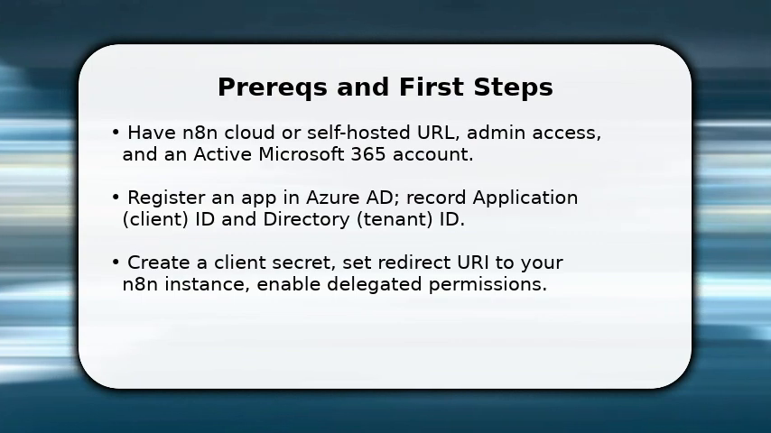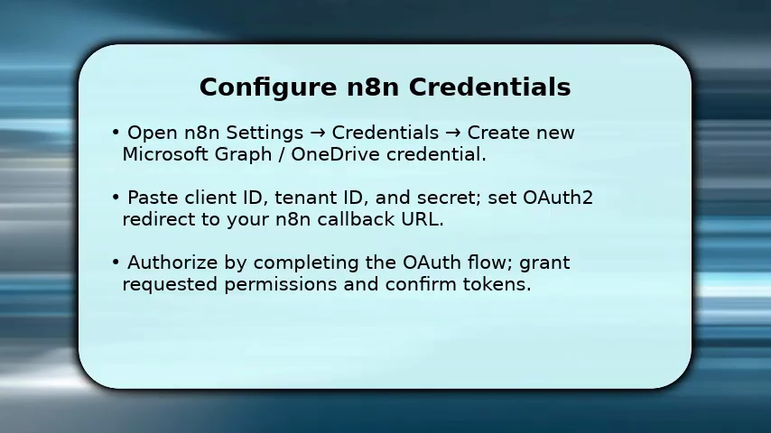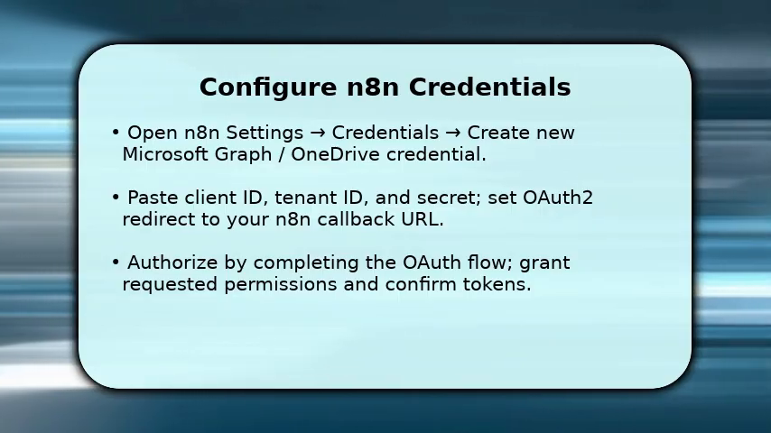Make sure to save credentials securely, because you'll paste them into N8n in the next step. Now switch to N8n and create a new Microsoft Graph or OneDrive credential. You'll paste the client ID, tenant ID, and client secret you saved earlier, and verify the OAuth 2 redirect matches your N8n callback path. Then trigger the authorization flow inside N8n.